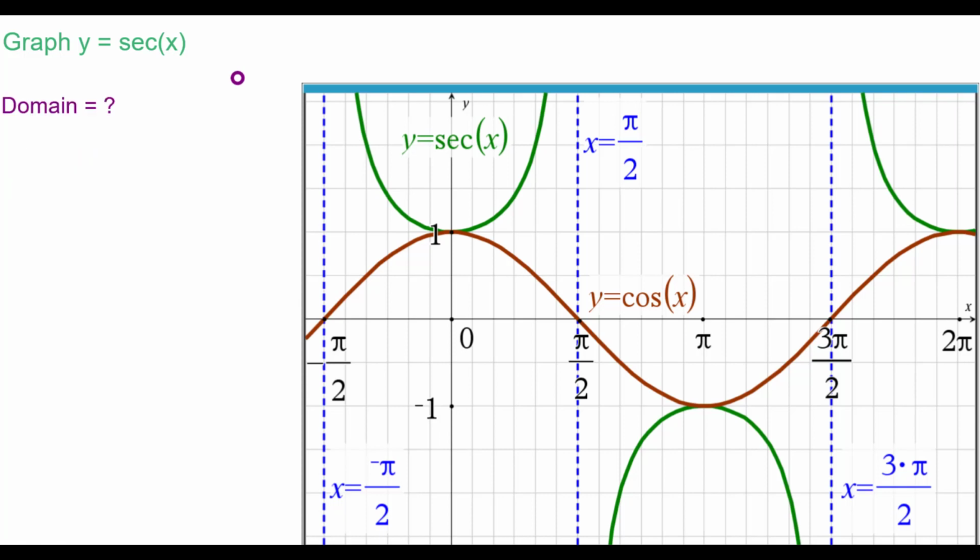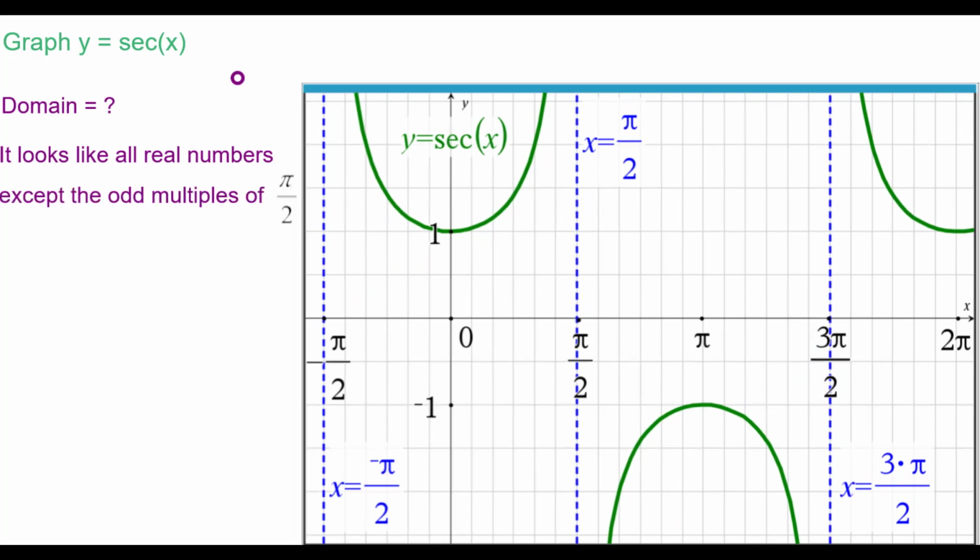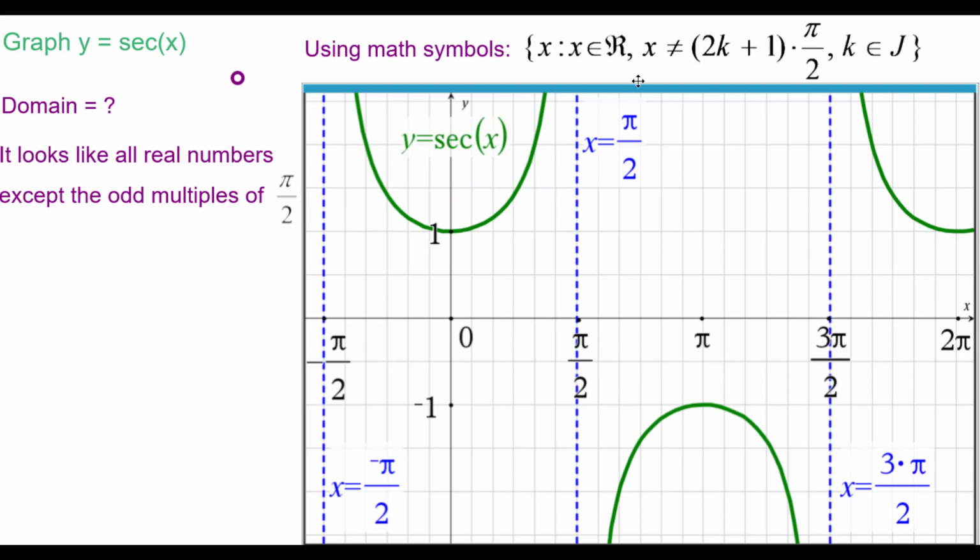Finally, we'll look at the domain. It looks like the domain will be all real numbers for the secant except at the odd multiples of pi over 2. Because the graph is undefined there, the function's undefined there. So using math symbols, this is how we write it. Similar domain as we had for the tangent function. Set of all real numbers, x is not equal to the quantity 2k plus 1 times pi over 2, as long as k is an integer. And this expression right here, 2k plus 1, means an odd multiple of pi over 2.